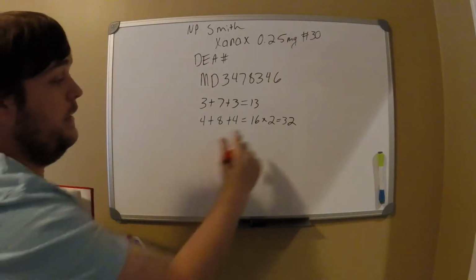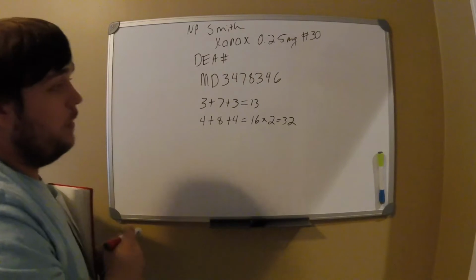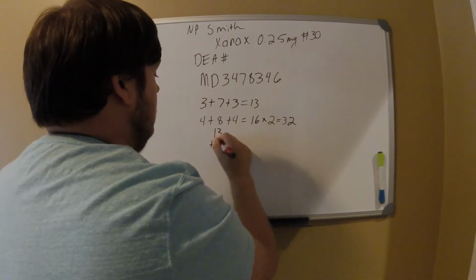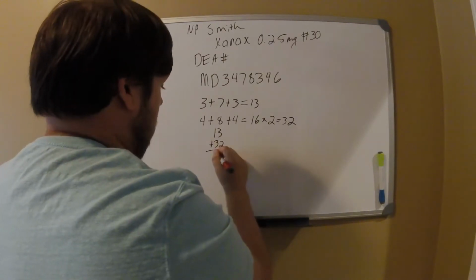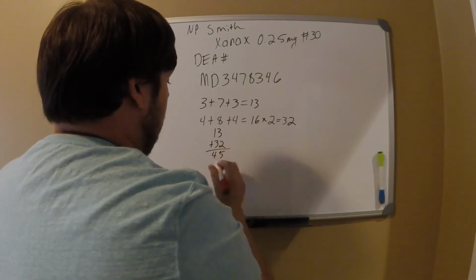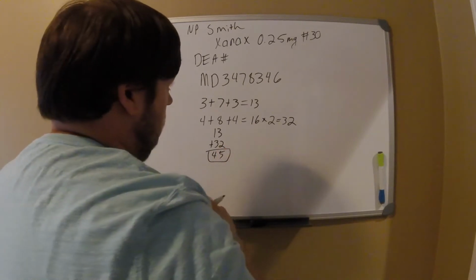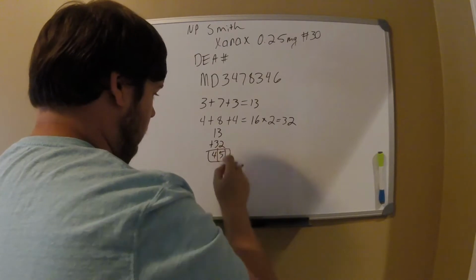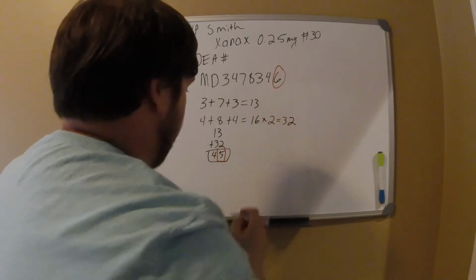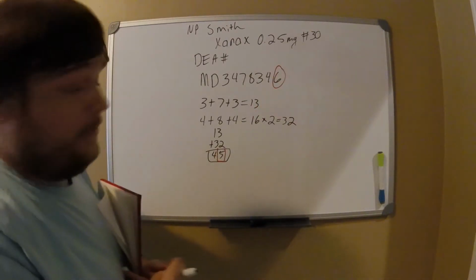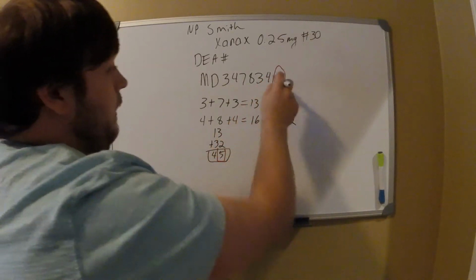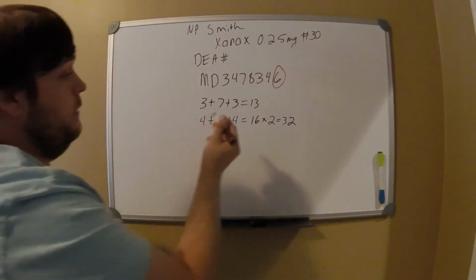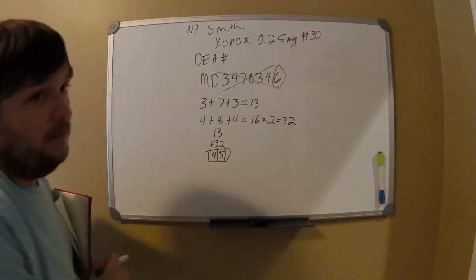And so 16 times 2 is 32. And then don't forget, we've got to add these together. So 13 plus 32, 45. Five, not 6. Doesn't match. So that DEA number is not right. It does not match the formula for the DEA number. So that answer is wrong. That's an invalid DEA number.